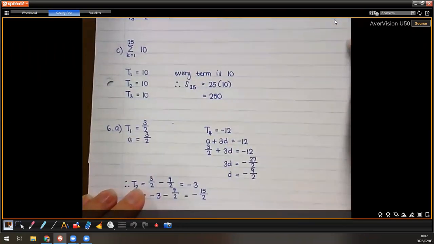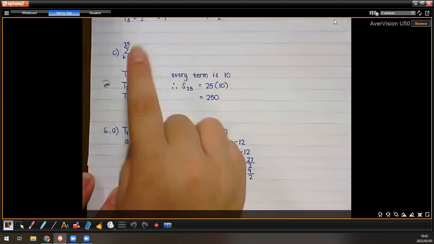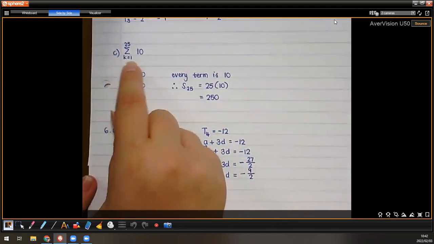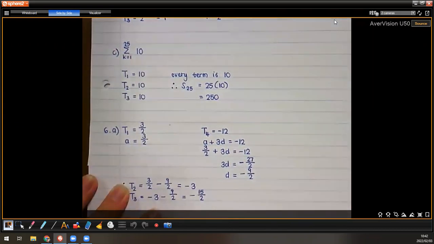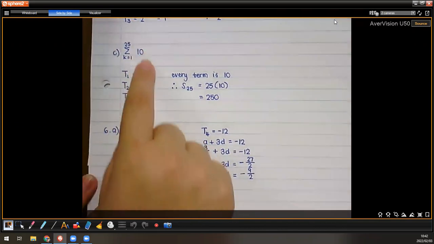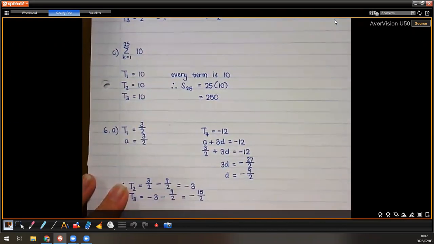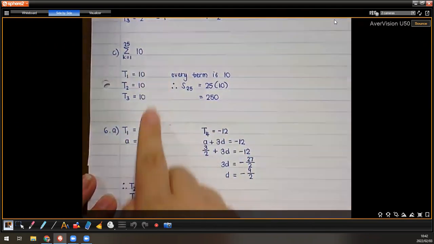I see it's a strange one, but you need to be able to handle questions like these. They say we need to cover k from 1 to 25, but there's no k in the general term. So guys, that's the thing: each term is 10, right? If there's no k that you can sub in, then every single term is just going to be that number.